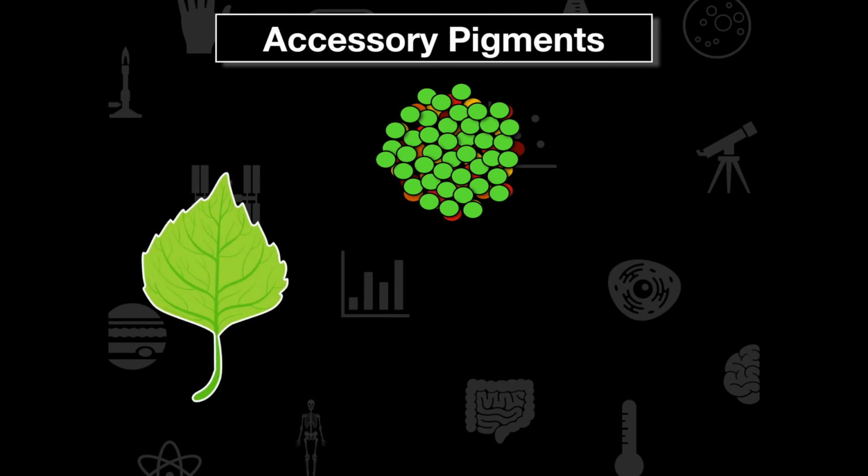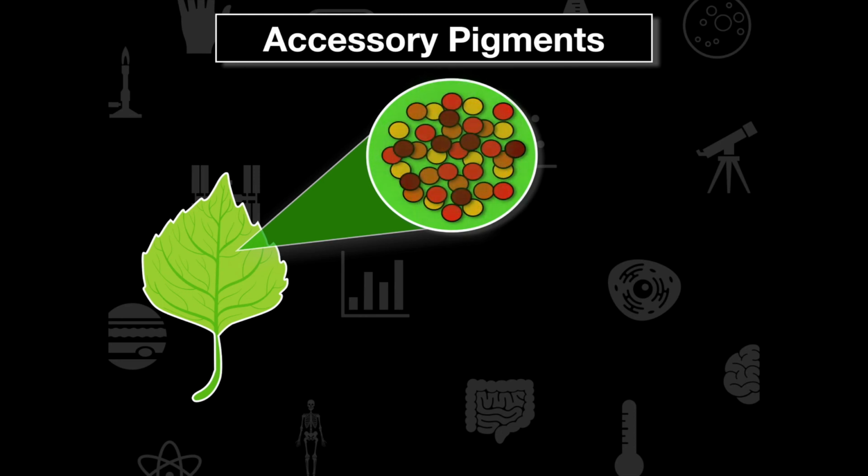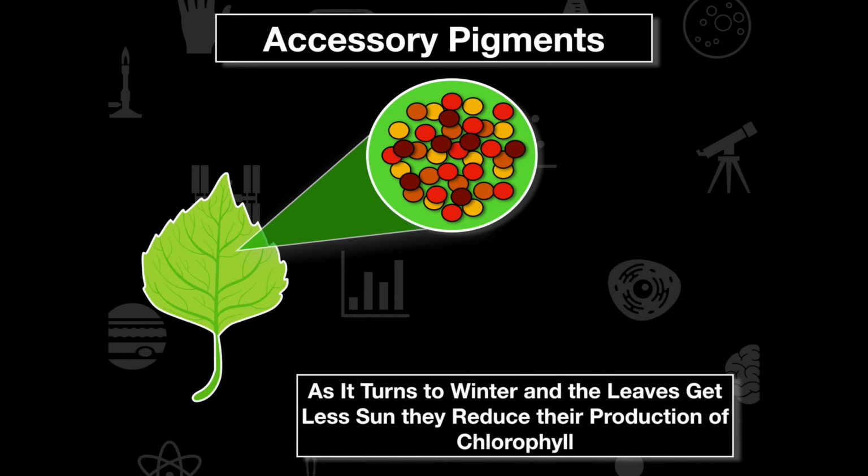Now if we look at our accessory pigments here, why are the accessory pigments present? Well, accessory pigments allow for other types of light to be absorbed for regulation. Now, when trees and plants lose their green chlorophyll, in the winter the leaves are going to get less sun and reduce the production of chlorophyll, and then we're going to see all of these extra accessory pigments present. This is why we see leaves change color in the fall and winter. It's because of the presence of these accessory pigments.